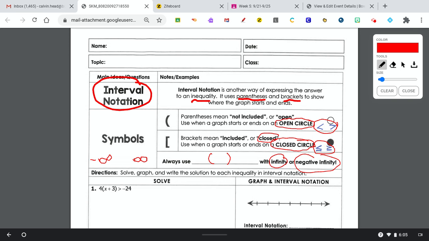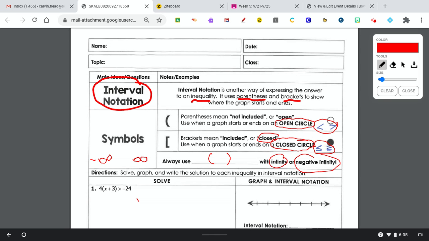We're not going to solve all of these. I'm going to give you the answer, and then we're going to graph it and write it in interval notation. The solving we worked on yesterday. Today we're just going to work on knowing how to write it in interval notation and how to graph it.